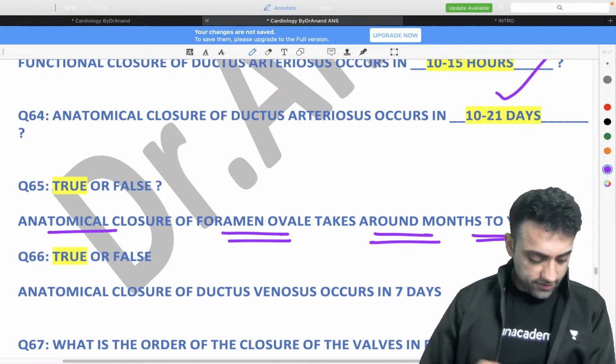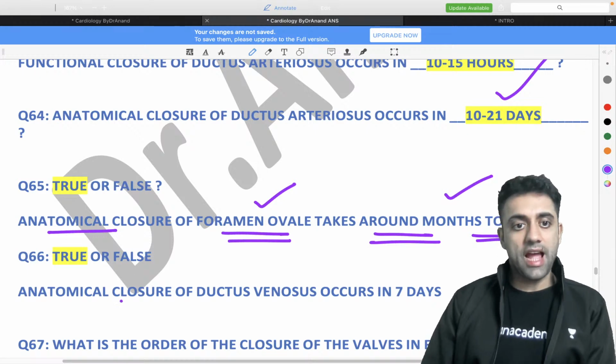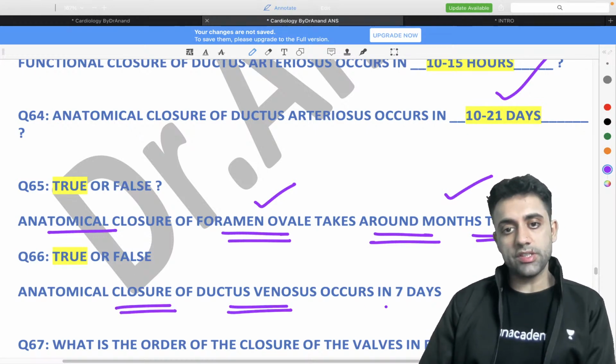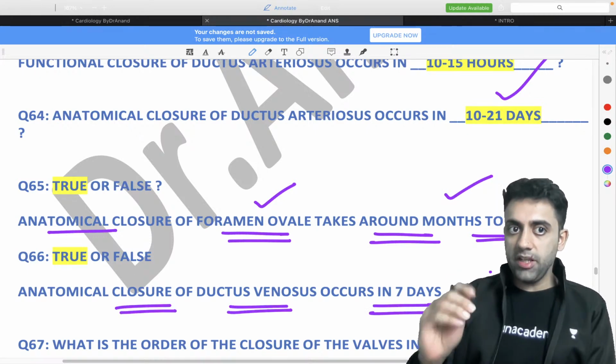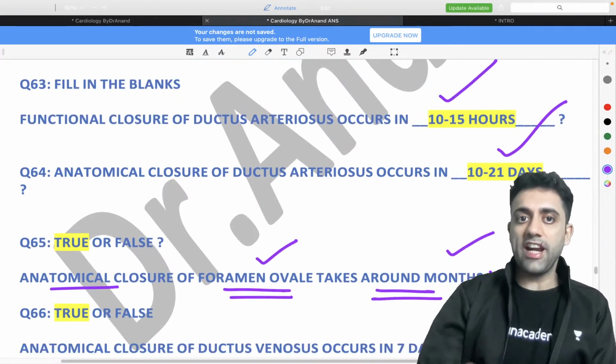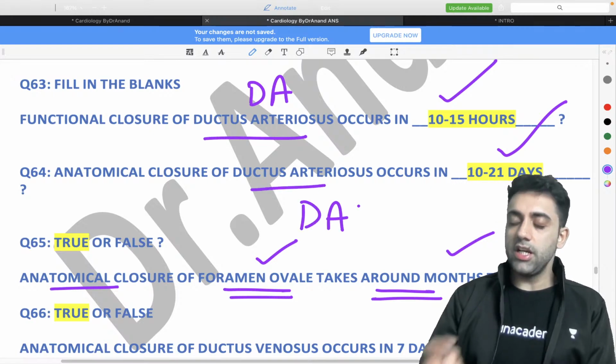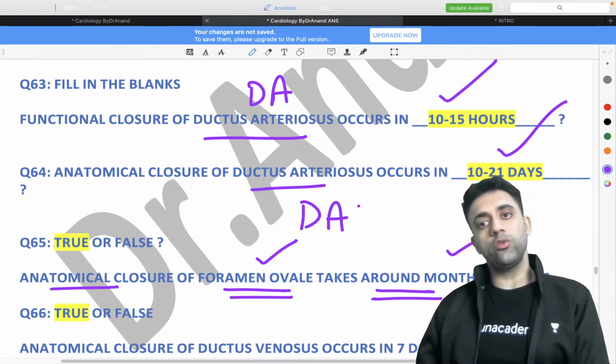Okay. Yeah, perfect. Very good. So, anatomical closure of foramen ovale takes around months to years, and anatomical closure of ductus venosus occurs in 7 days. Please, these are tongue twisting questions. You must understand. At least don't forget about ductus arteriosus. Please don't forget about ductus arteriosus. 10 to 15 hours and 10 to 21 days.